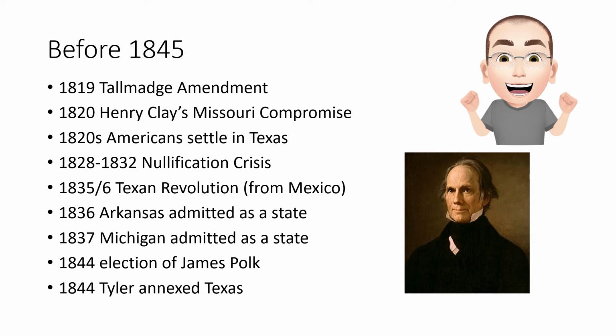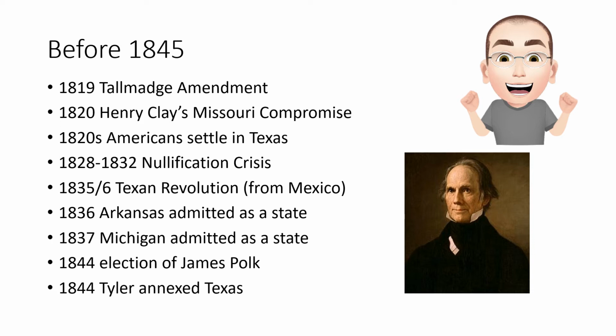So you need to know that in the 1820s, Americans are settling into Texas. We've got the nullification crisis, which is 1828 through until 1832. And then we've also got a second bullet point after that, which is more of a time frame rather than a single event, and that is 1835-6, the Texan Revolution from Mexico.